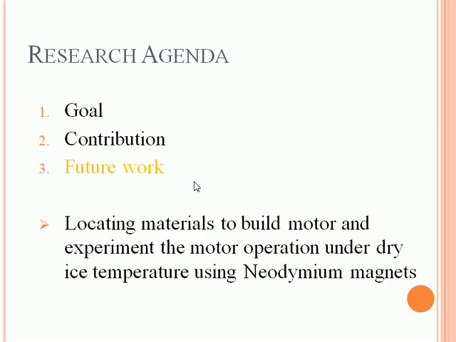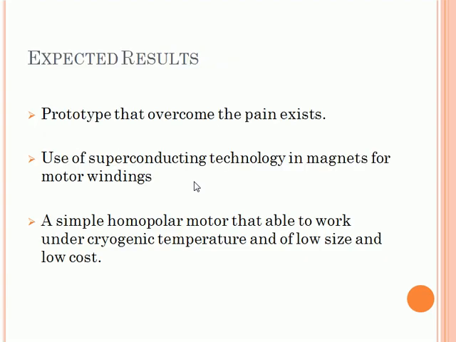And for future work, I need to locate materials that are available under CO2 conditions, I mean liquid and solid CO2 conditions. I'm planning to design this using neodymium magnets. I'm expecting to have a prototype that works under solid CO2 temperature, dry ice temperatures. I'm going to use superconducting windings for magnets and coil windings, and this should be a super homopolar motor.